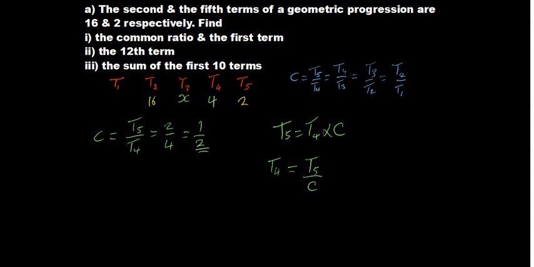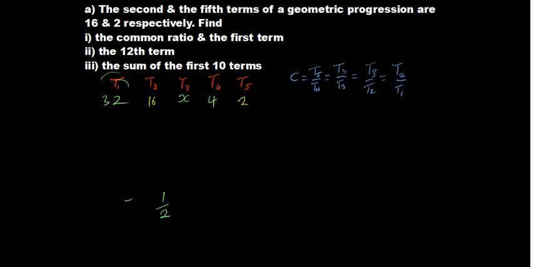Okay, so that means for me to get the first term, I can say my first term is equal to my second term divided by my common ratio. Our second term in this case is 16, divided by our common ratio 1 over 2, meaning you are just multiplying the second term by the reciprocal of the common ratio, so 16 multiplied by 2, giving you 32. So that means our first term in this case is 32.